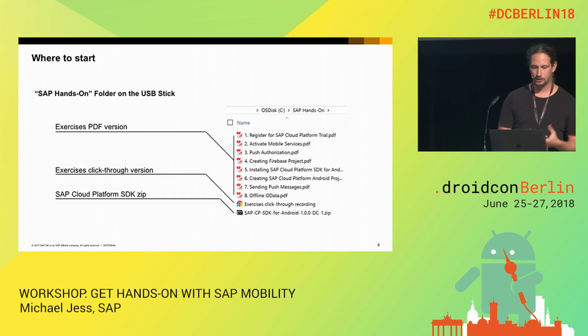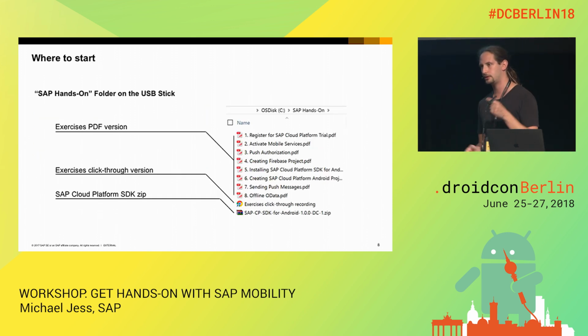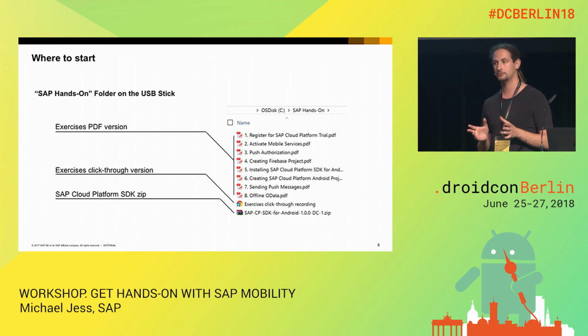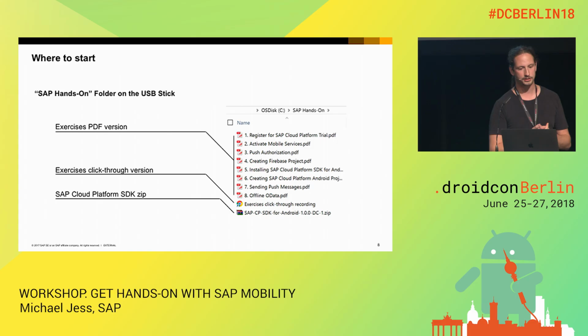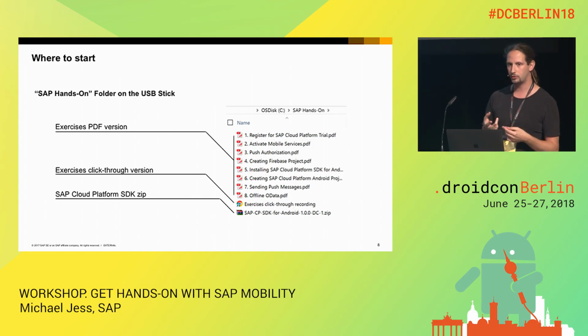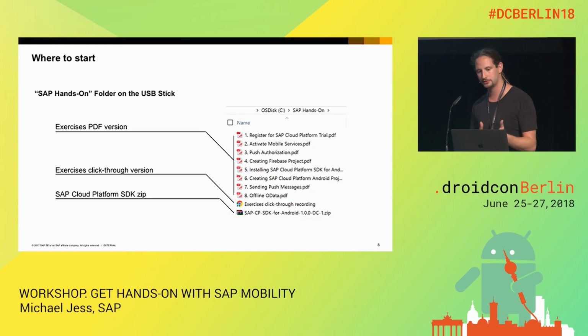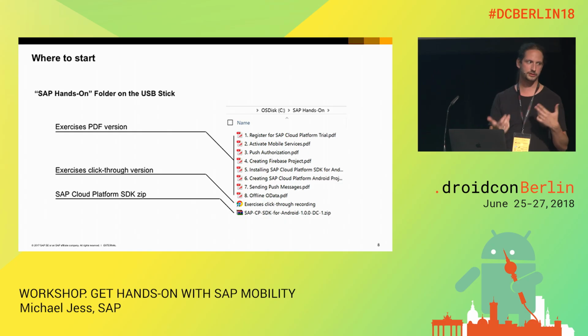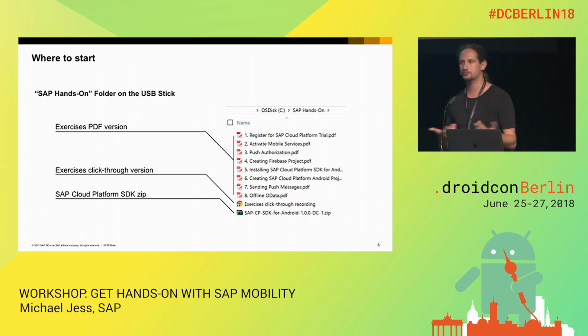And I hope everyone has the hands-on folder by now. Anyone who doesn't have it? Very good. So in your hands-on folder, you'll find a bunch of things. There are the exercises themselves in two flavors. Number one is a bunch of PDF documents that I generated for you. As an alternative, there is an online click-through version of the tutorials that you can follow. That's a matter of taste, really, which one you prefer. You can give both a try.